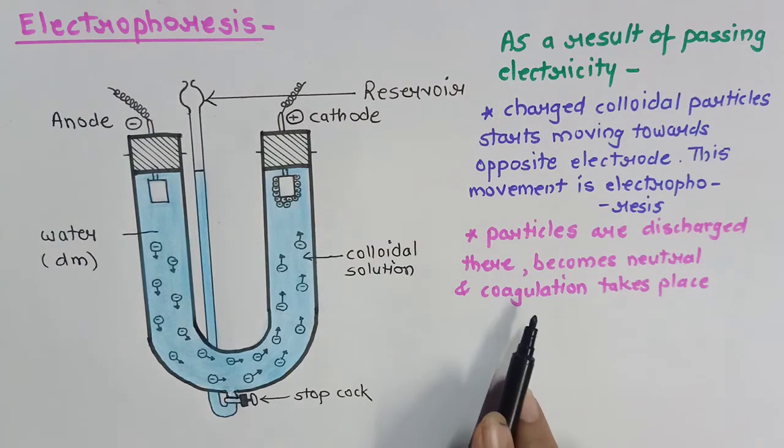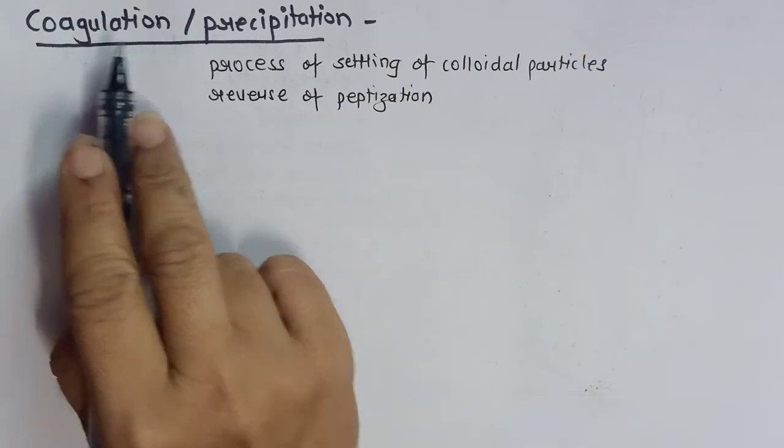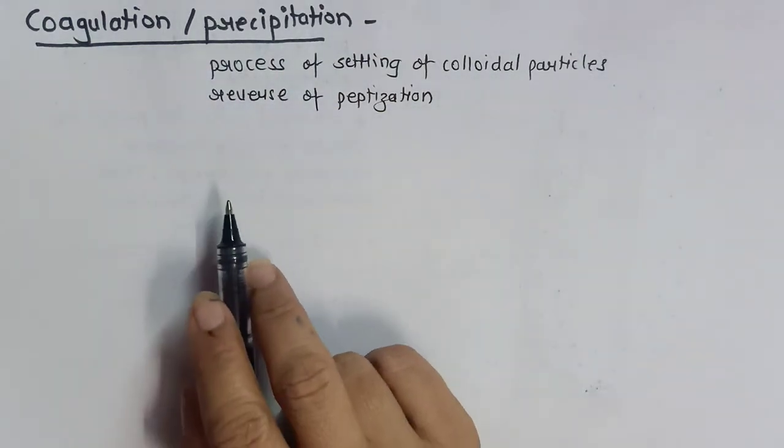Now here I have mentioned one word, coagulation. What is meant by coagulation? We are going to study that now. The next property of colloidal solution is coagulation or precipitation. Once the charge on the colloidal particles is neutralized, what will happen? Since the charges are neutralized, they will settle down and convert into precipitate. That is what we call coagulation or precipitation.